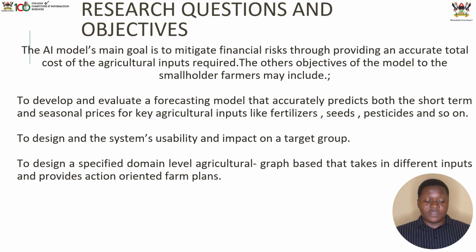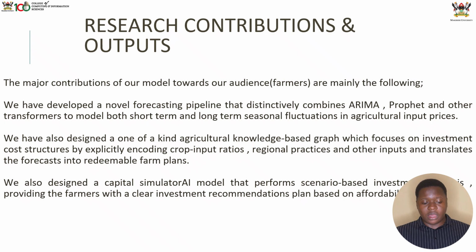So our research objectives and the questions that we generated from our research is to develop and evaluate a forecasting model that accurately predicts both the short and long-term seasonal prices for our key agricultural inputs like fertilizers, seeds, pesticides, and so on. Our objective is also to design the system's usability and impact on the target group. That means our target group is smallholder farmers. We also have to design a specified domain level agricultural graph based model that takes in different inputs and provides an action oriented farm plan for our smallholder farmers.